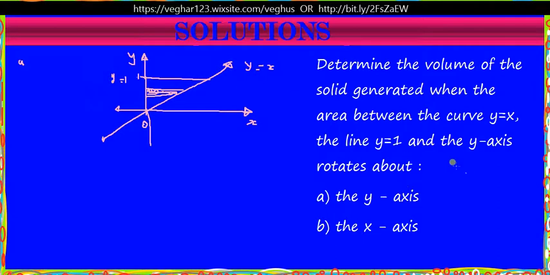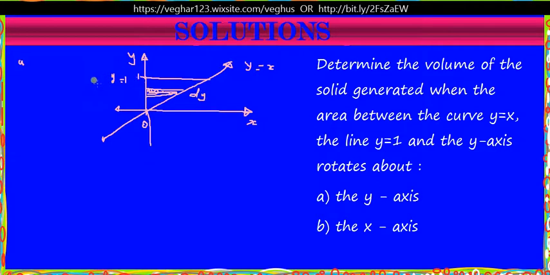So they say the curve y equals 2x, which is this one, the line which is y equals 1, this is the line, and also the y-axis. So your strip will be here. So we'll have dy. So this is how you'll draw it.